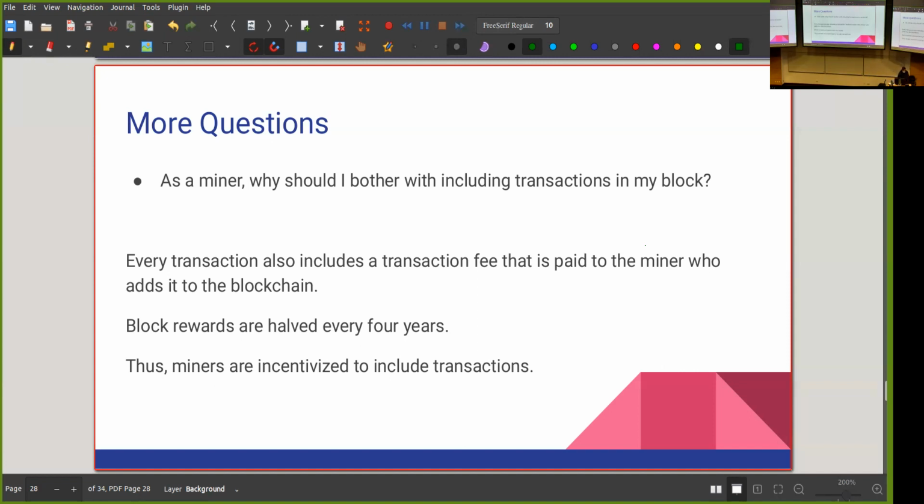Okay, now given that block rewards go down and they're cut in half every 4 years, this is actually now a significant amount of revenue for the miners. So the transaction fees are right now around $10 million per day. So the miners now have an incentive to actually include the transactions in their blocks.